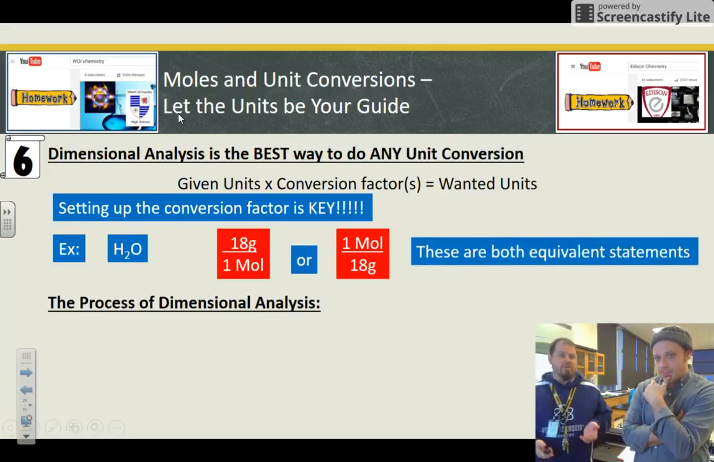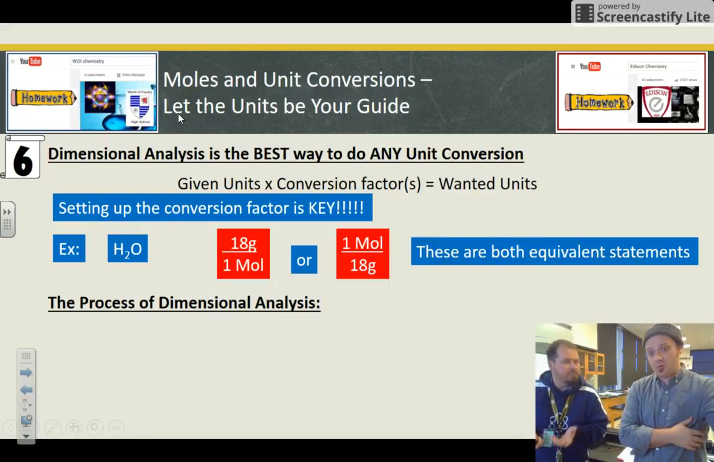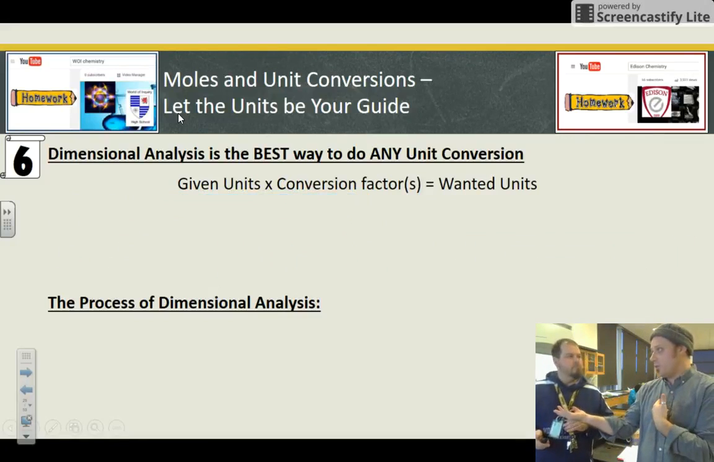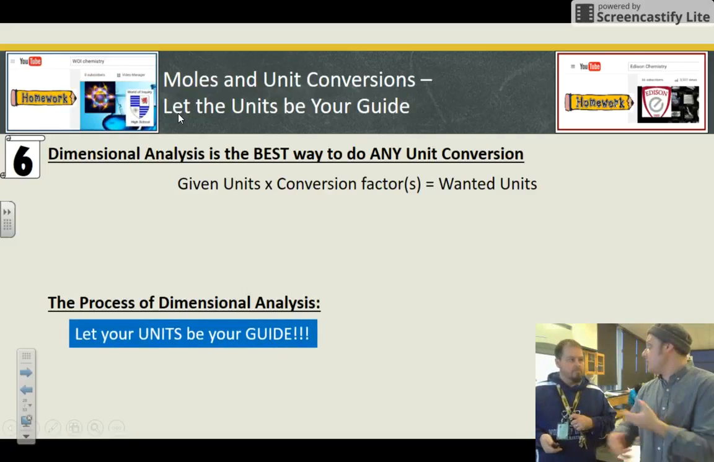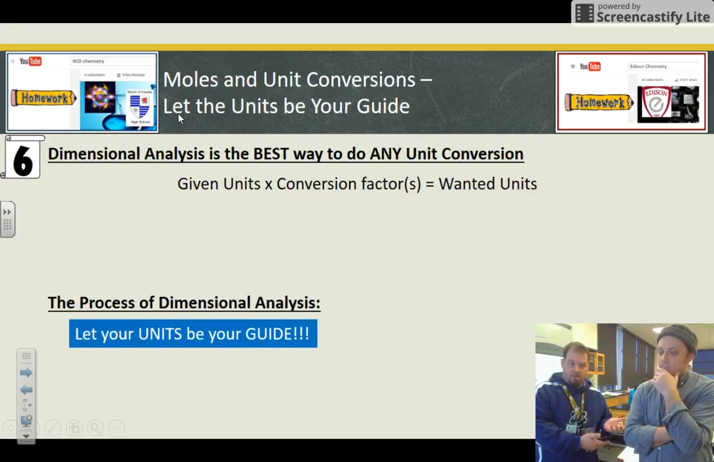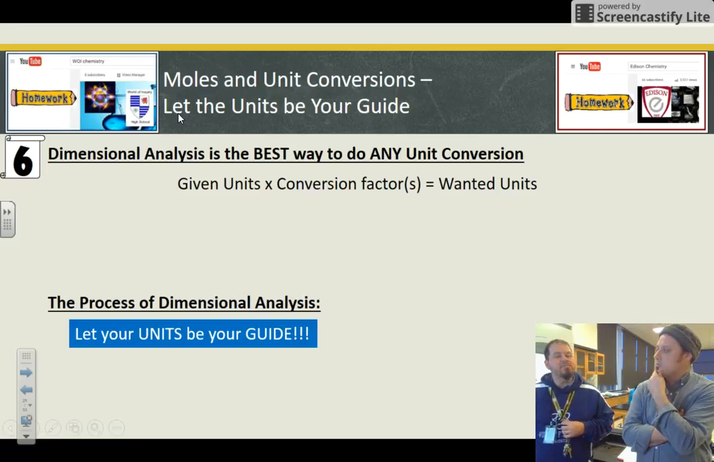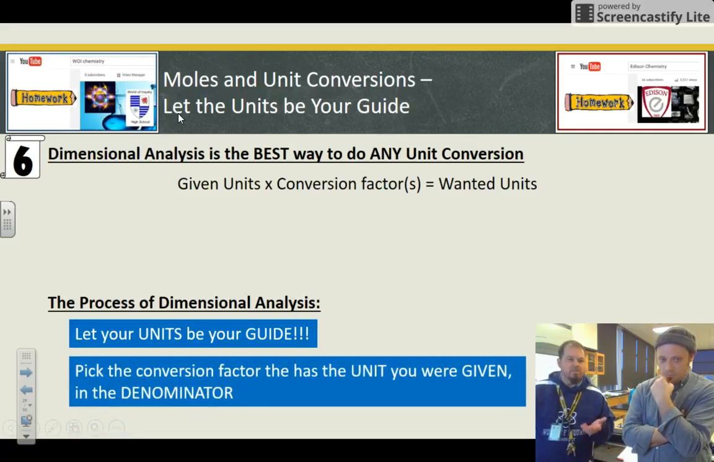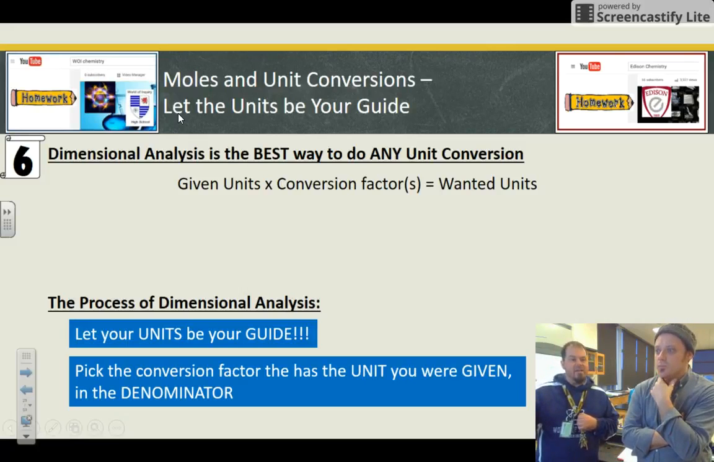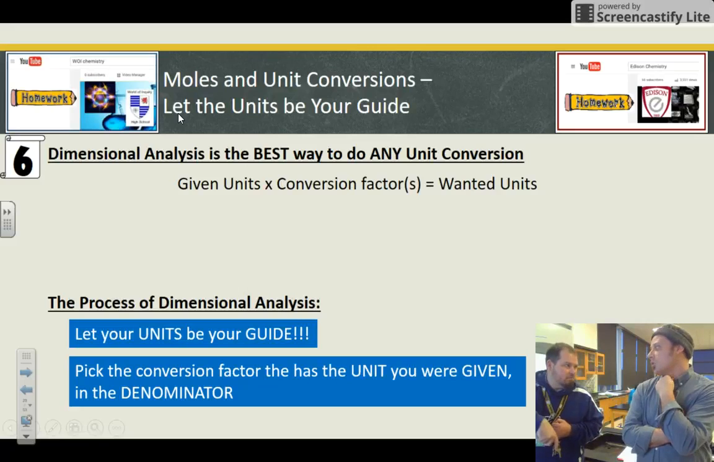What we need to learn to do is not only calculate that 18 grams per mole, but now learn which one of these particular fractions to insert in there to get what we want. If we're given grams and need to get to moles, we have to use one. If we're given moles and need to get to grams, we have to use the other version. Our catch phrase is: let your units be your guide. The units will show you what to do. This is going to help us pick the conversion factor that has the units that were given in the denominator, so it cancels out.